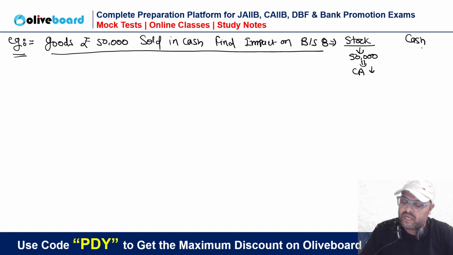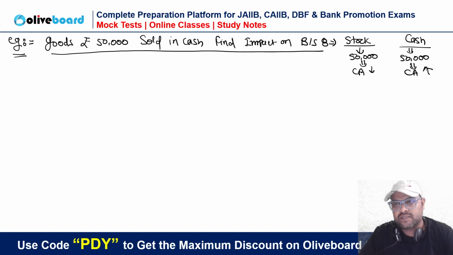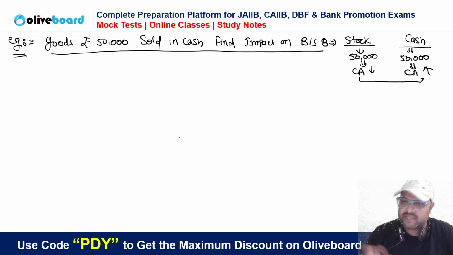But you sold it in cash. When you are selling it in cash, you are receiving the cash. So you are receiving 50,000 rupees. That 50,000 cash is also a current asset, and that is increasing the current asset. So stock 50,000 is reduced, cash 50,000 is increased. Ultimately, asset side is going down by 50,000 and asset side at the same time is going up by 50,000.